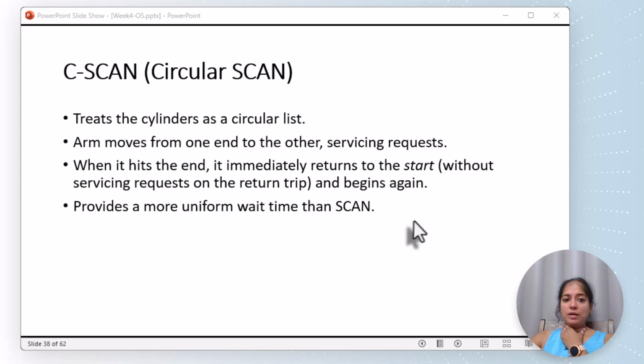Then we have circular SCAN. It treats all your cylinders in a cylindrical way basically. It only moves one way, then jumps back. So the waiting time is uniform.